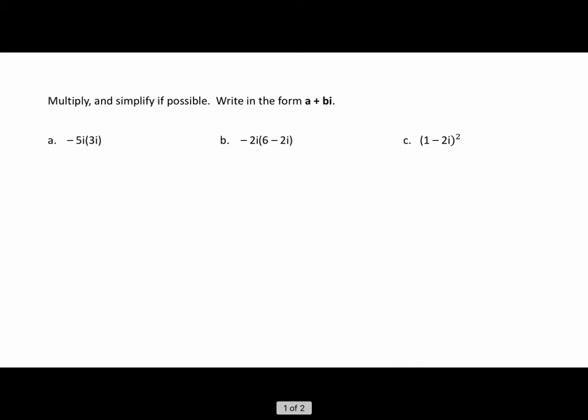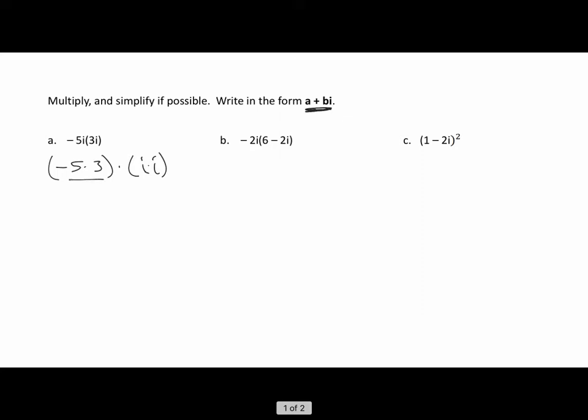Multiply and simplify if possible. Write in the form a plus bi. For example, a, negative 5i times 3i, we're going to multiply the real numbers. So associate negative 5 times 3. And we're going to multiply the imaginary numbers, i times i.